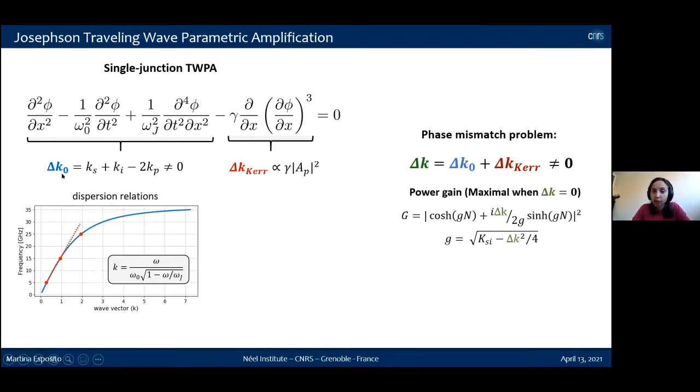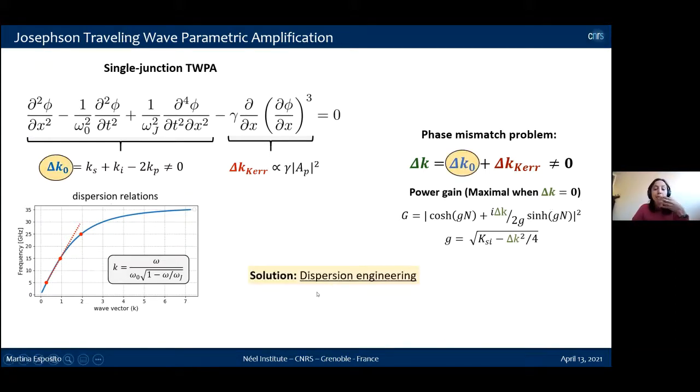delta K0. In addition to this phase mismatch, we also have the Kerr phase mismatch that is coming directly from the Kerr nonlinearity. And in total, we get this delta K in green here, which is the total phase mismatch. And this is the problem that we want to solve, because our gain is maximum only when this delta K is equal to 0. So how do we solve this problem?